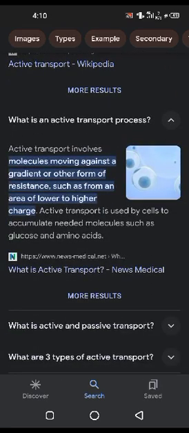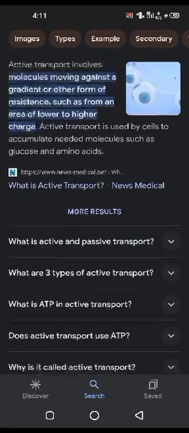Active transport involves molecules moving against a gradient or other form of resistance, such as from an area of lower to higher charge. Active transport is used by cells to accumulate needed molecules such as glucose and amino acid.